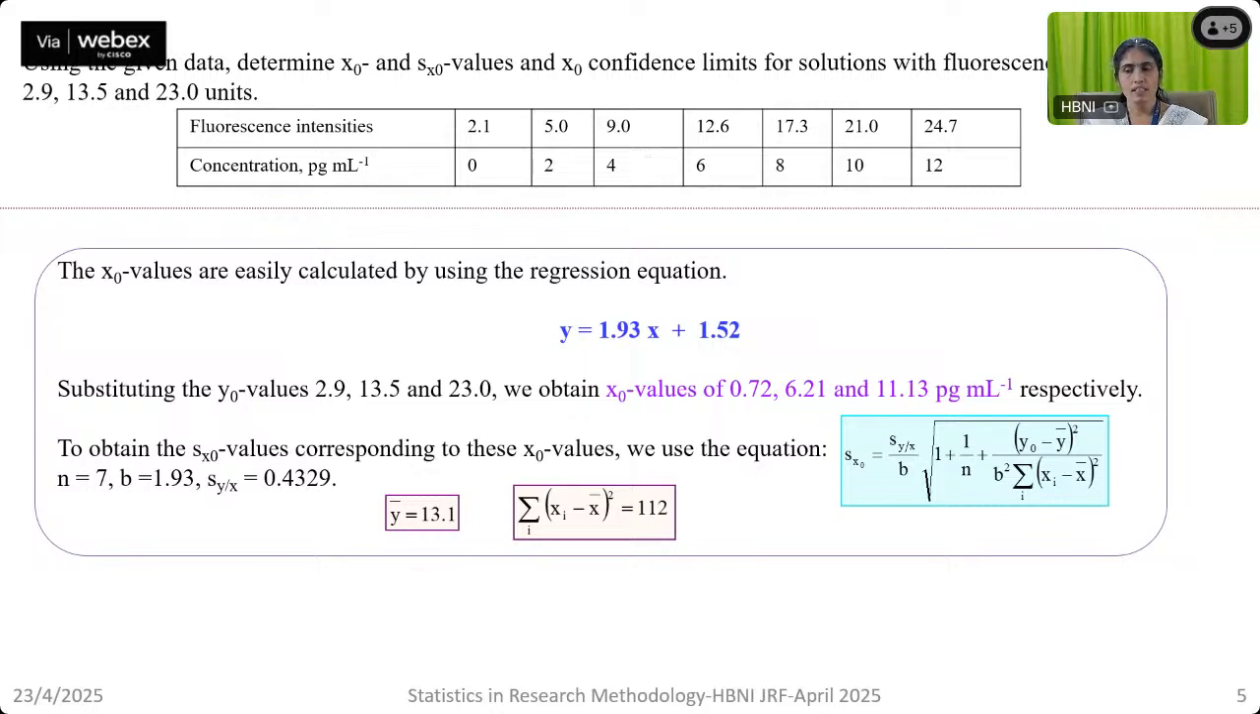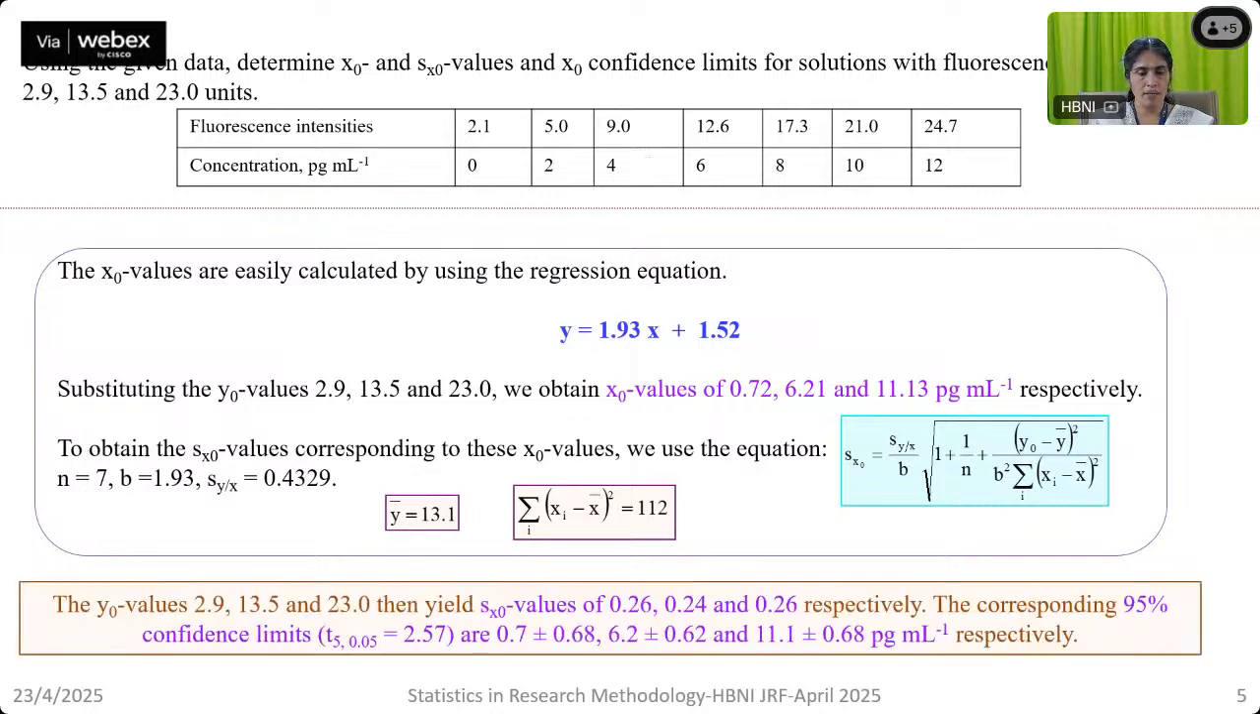Y bar is the centroid of the calibration function. The centroid is the point which has coordinates x bar and y bar. It will be the average of the entire x values and the average of the entire y values. That is x bar, y bar. It almost comes out to be the midpoint of the calibration function. In the figure also, I'll explain in the coming slide.